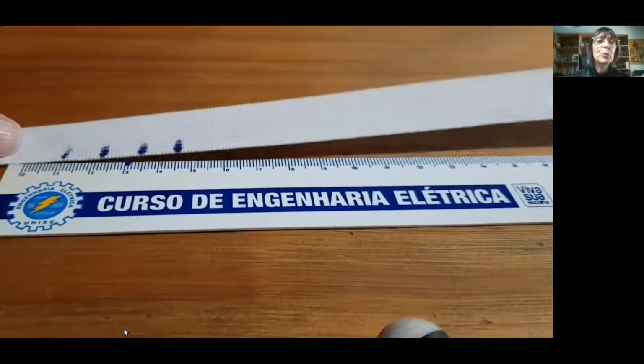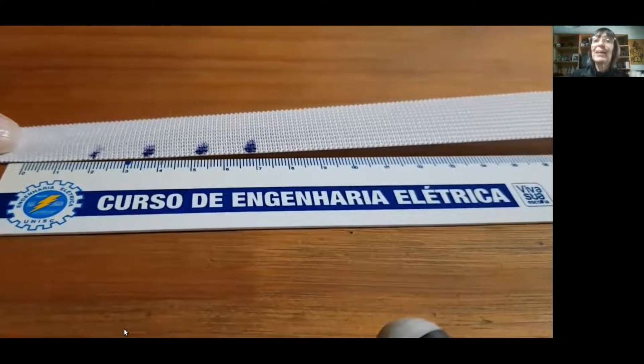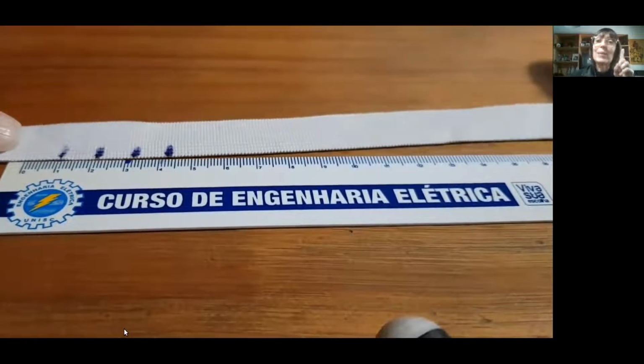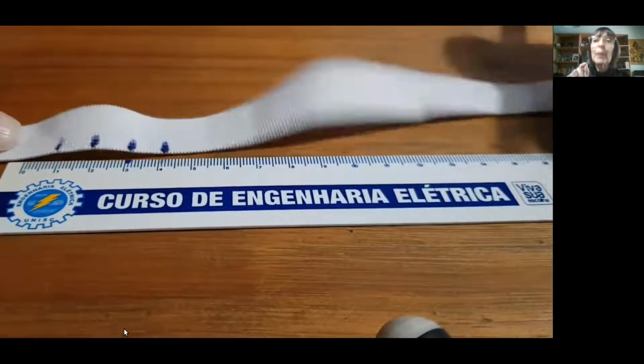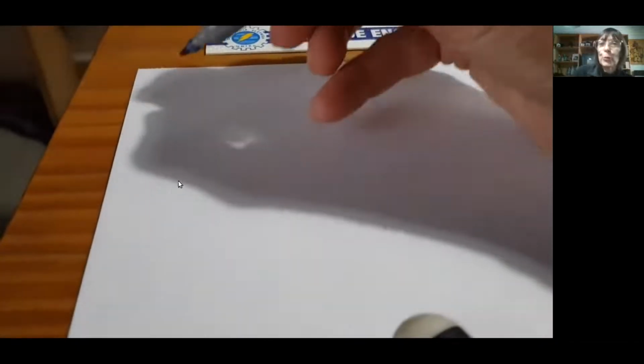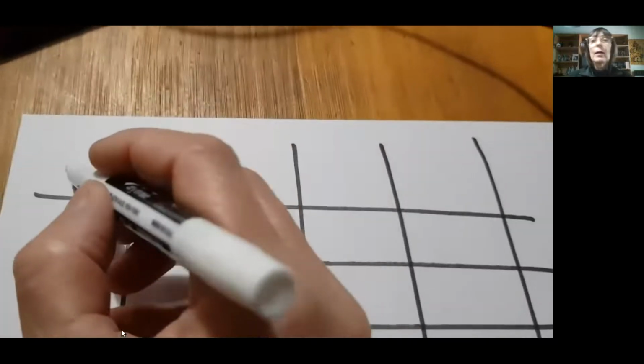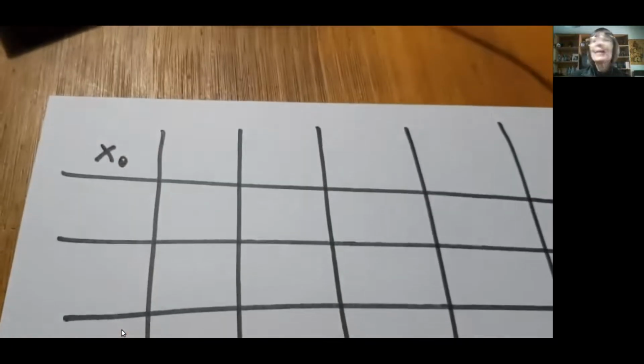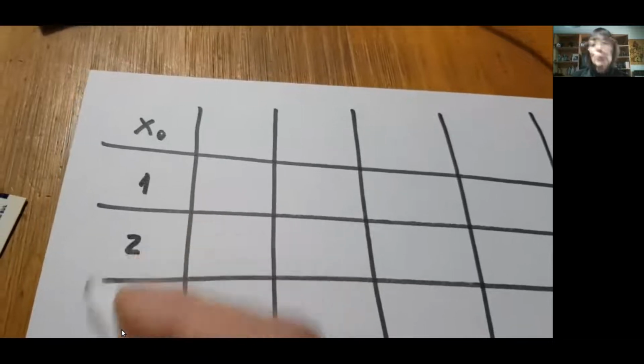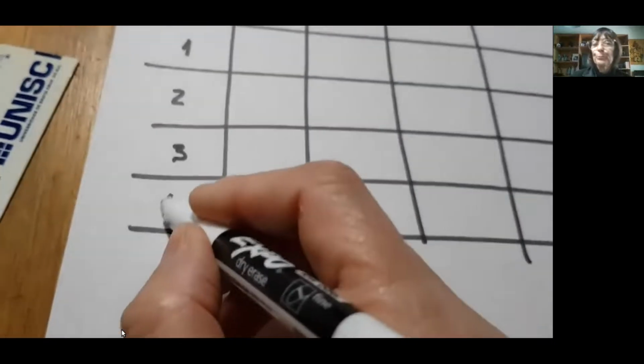Galaxy number 1, 2, 3, and 4. And stretch the elastic band until the galaxy 1 goes to number 2. 1 to 2. And with this, we produce a table. Remember that we have 4 galaxies in position 1, 2, 3, and 4. So we can make the following. In the table, we indicate the initial position, 1, 2, 3, and 4.